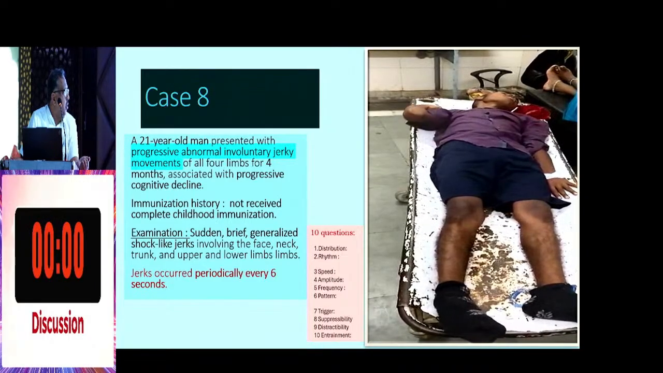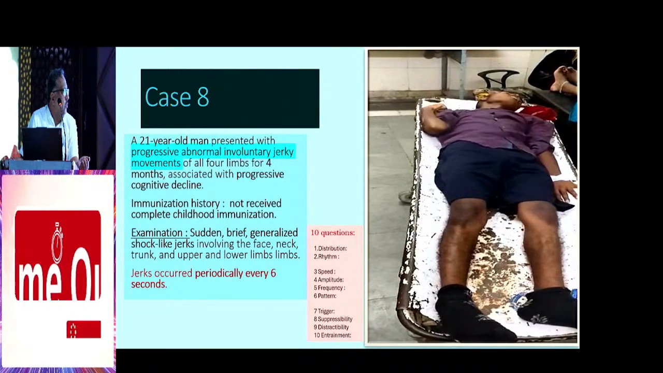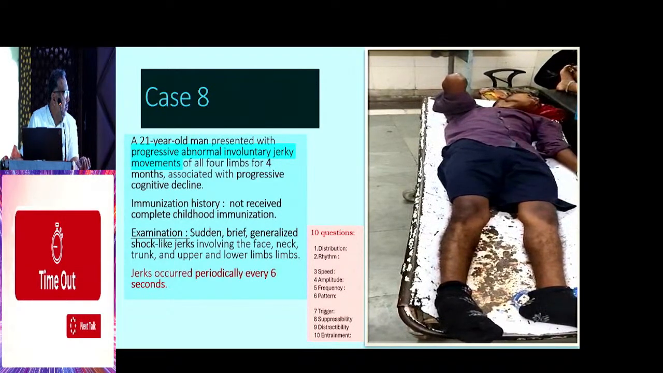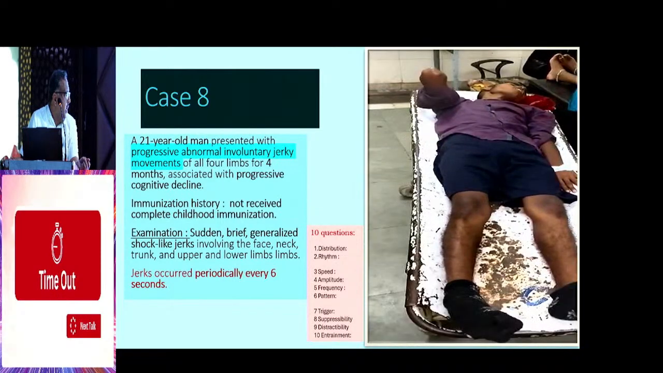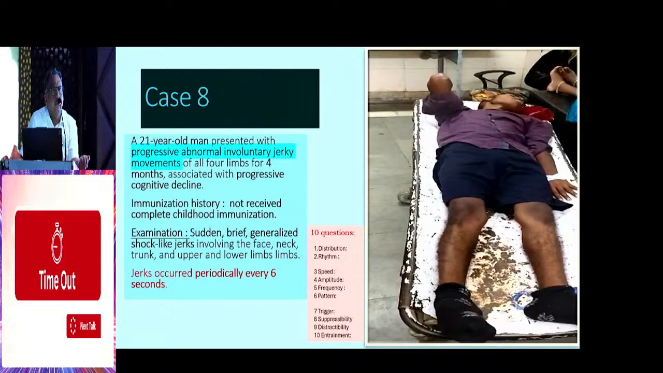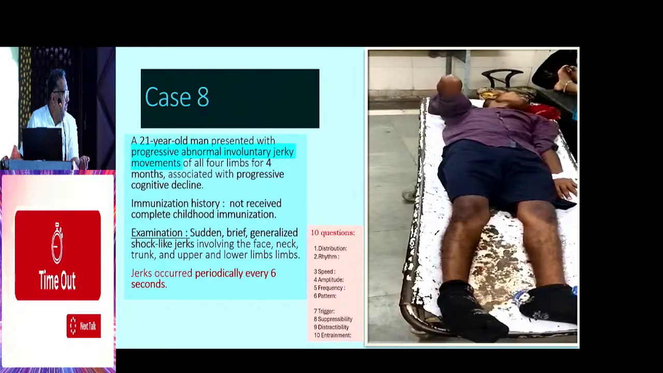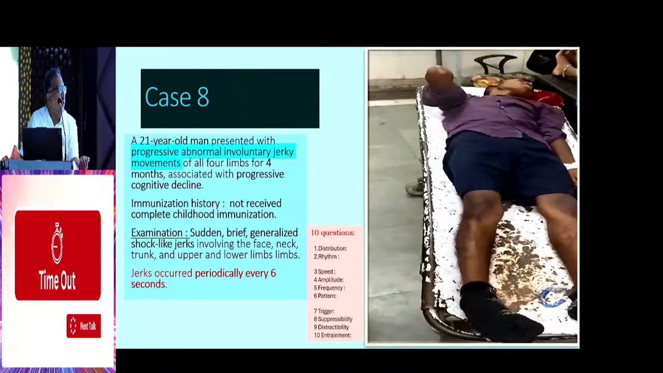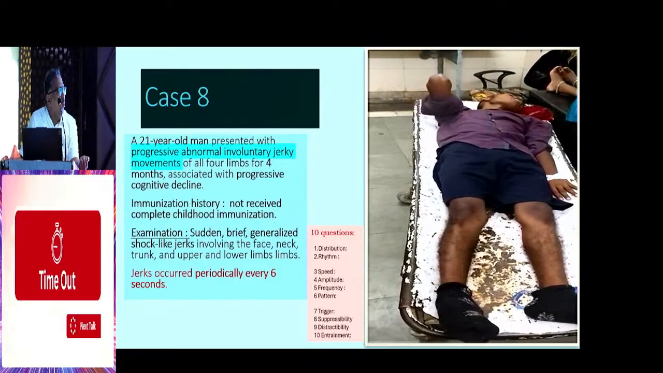21-year-old male presented with progressive abnormal involuntary jerky movement of all four limbs for 4 months associated with progressive cognitive decline. Immunization history: not received complete childhood immunization. Examination: sudden brief generalized shock-like jerk involving face, neck, trunk and upper and lower limb plus sustained posture of the neck. So the two movements. And these movements occur periodically every 6 seconds. Of the right upper limb, you can see, and neck sustained posture. Abnormal movement usually appears more on the left side.